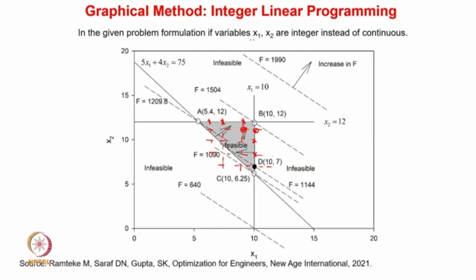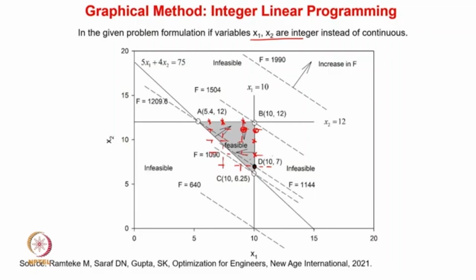But when we impose this additional constraint that x1 and x2 should be integer, my optimum solution is this point D, at which I am getting type 1 machine equals 10 and type 2 machine equals 7, and you can see that at this particular point my objective function value is 1144. Now the important point to note here is that this optimum solution is not lying at the corner. In fact, this can be anywhere in the subspace. In this particular case, it happens to come at this constraint boundary here. It is not the corner solution, but it is still at the constraint boundary. It is not necessary.